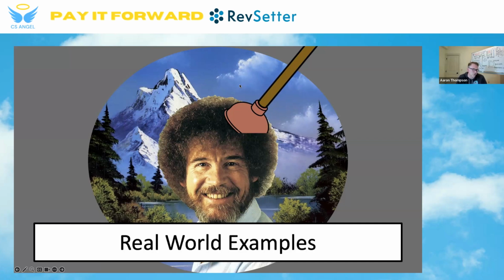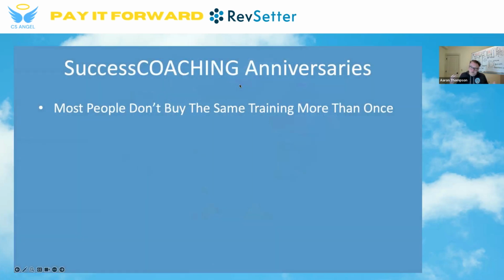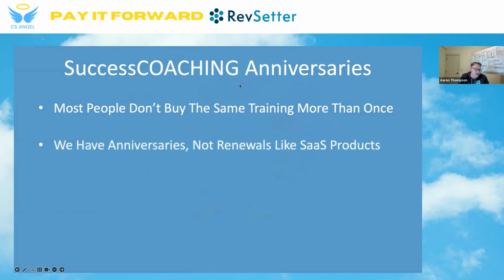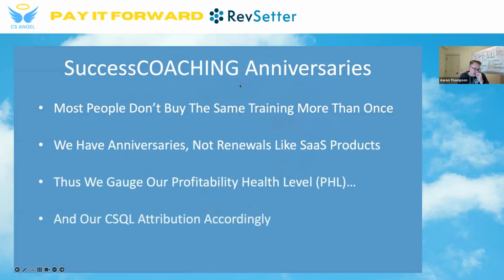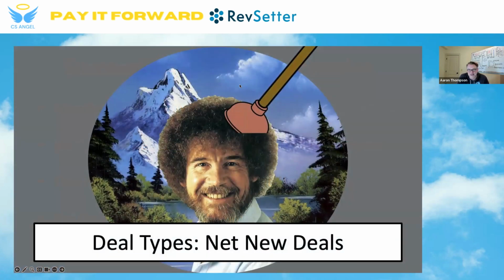So here are some real world examples from this anniversary concept at Success Coaching. Like I said, most people don't buy the same training more than one time, and so we don't really have a repeatable revenue business model like a SaaS product would. So we have anniversaries instead, because maybe you don't want the same education, but if it's been a year since you learned something, probably time to take another class and continue your education. So we gauge our profitability health level and then our CSQL attributions accordingly based on that.